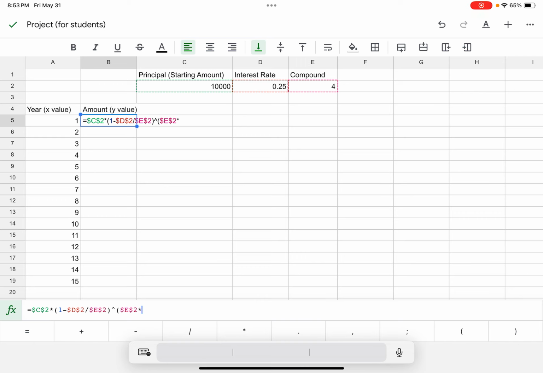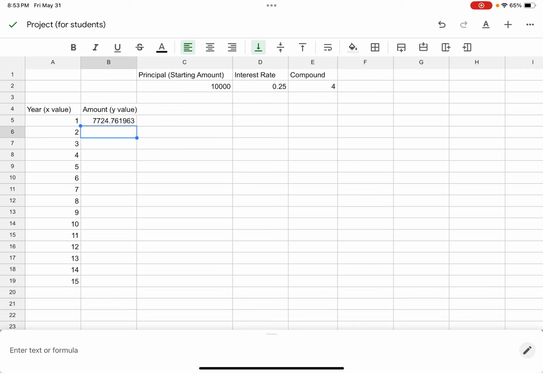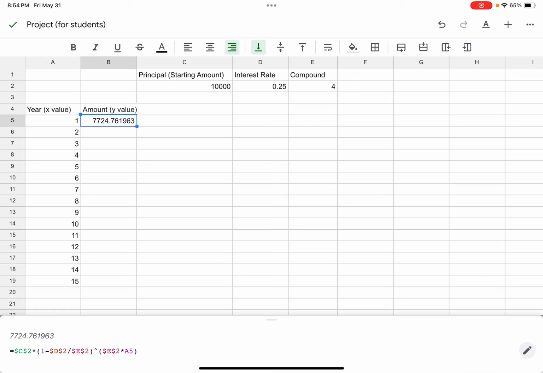Okay, and I multiply that by T, my years. So I'm going to tap my cell A5, my number 1. I am not putting dollar signs there because I'd like to drag down, and I want that to change. Close my parentheses, and I hit enter. You should get 7,724. If not, if it says something like error, just check the formula, and it should be what this says.